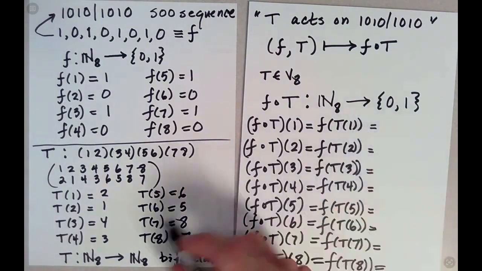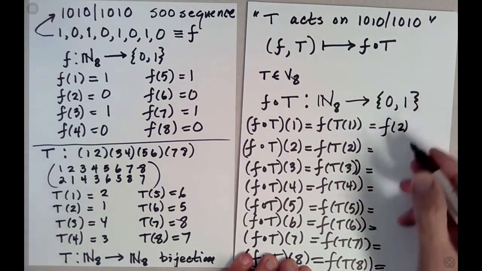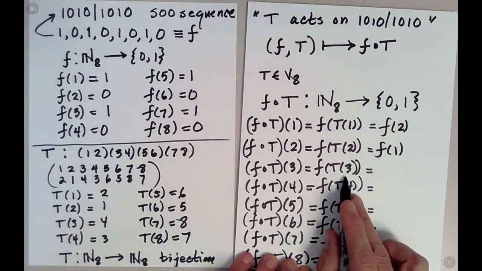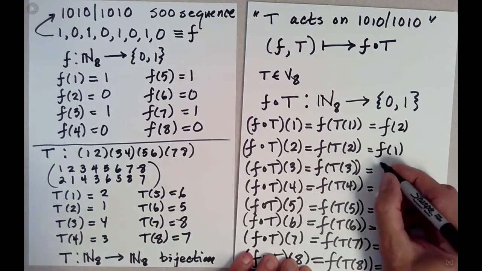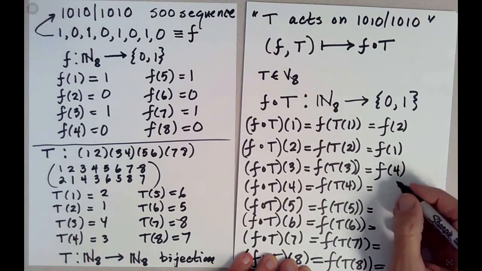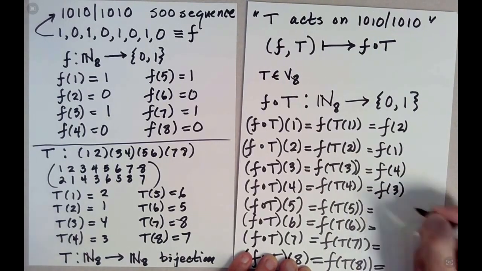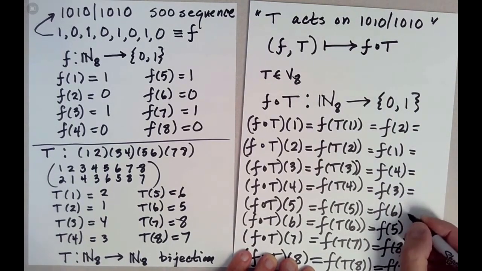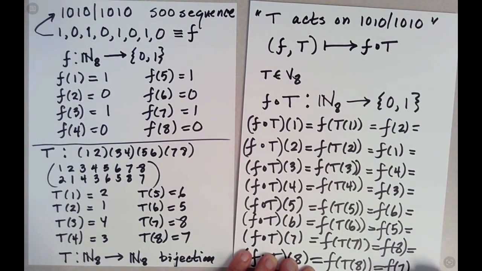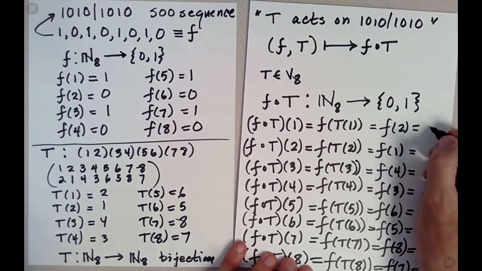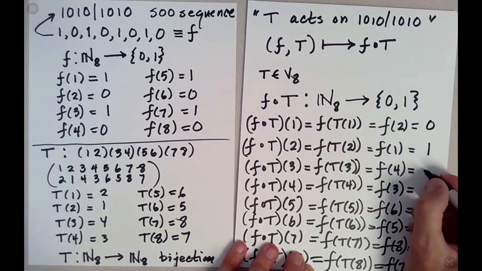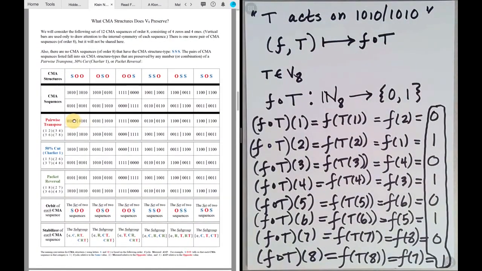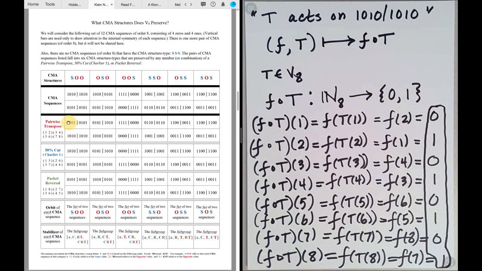What is t of 1? T of 1 is 2. This is f of 2. What is t of 2? It's 1. What is t of 3? It's 4. What is t of 4? It's 3. What's f of 2? 0. What's f of 1? 1. What's f of 4? 0. What's f of 3? 1. F of 7? 1. All of that work technically was needed to confirm that result right there.